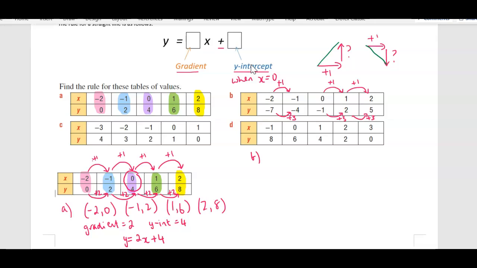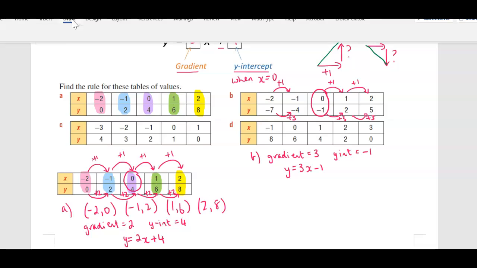All right, so for this one, question B, our gradient is equal to 3. And our y-intercept, remember, is when x equals 0. So we find that, put a circle around it. So it's at -1. So our equation is going to be y equals 3x minus 1. All right, so just substituting in 3 and a 1. Remember you can pause at any time to have a go at doing it on your own.